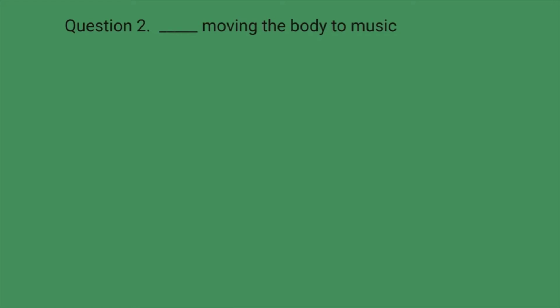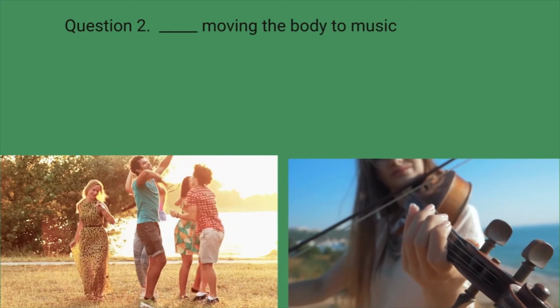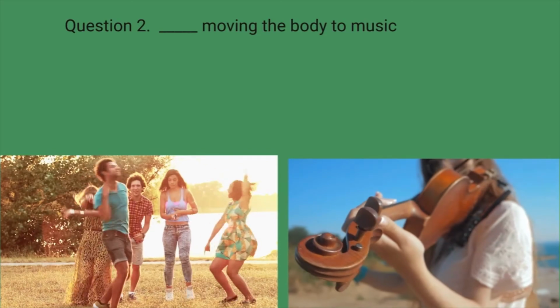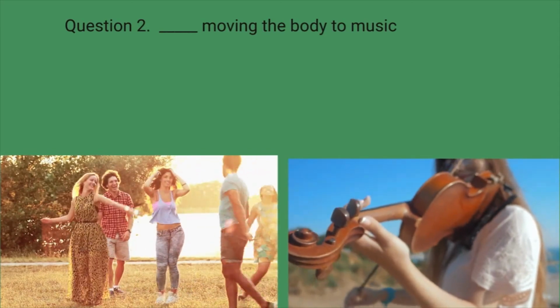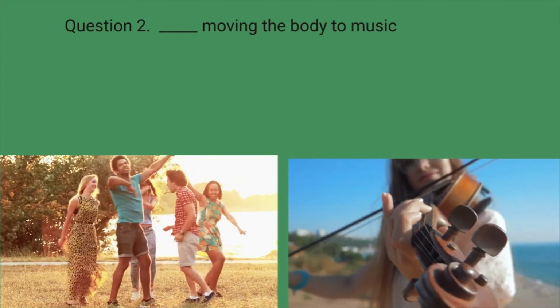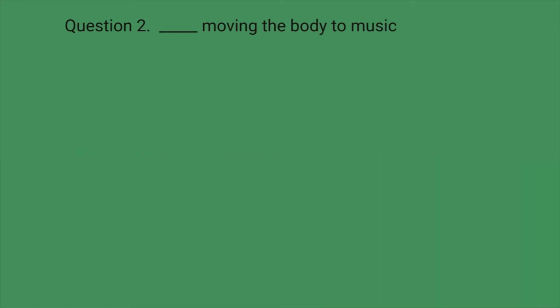Okay, so let's look at the next one. So question 2, we've got a gap and the definition, moving the body to music. Okay, so we have to think what kind of exercise or movement do people do to music? So it could be classical music or disco music, but moving the body to music. So what kind of exercise or activity is this? So of course the answer there is dance. We dance to music.